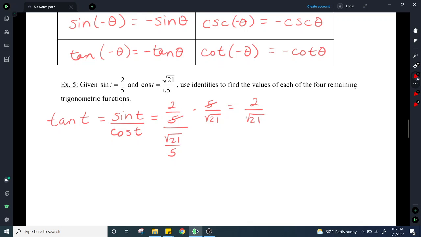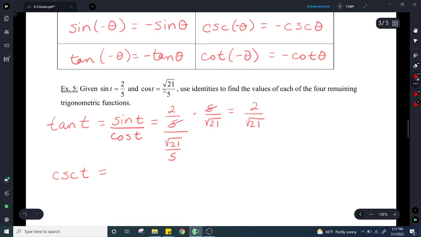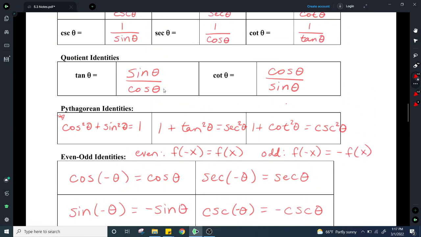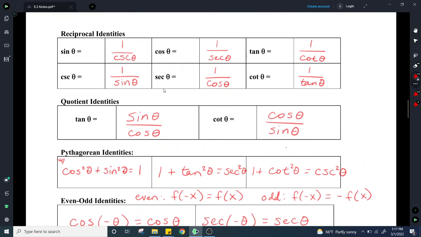I want to make sure you focus on the fact that tangent was found by taking the sine ratio and dividing the sine expression by the cosine expression. All right, so then the other trig functions, it doesn't matter the order we do them in, let's do cosecant next. So recall from earlier, cosecant was the reciprocal of the sine function right here.